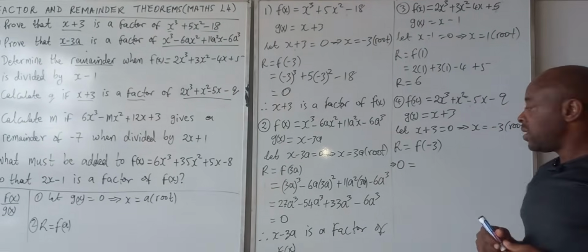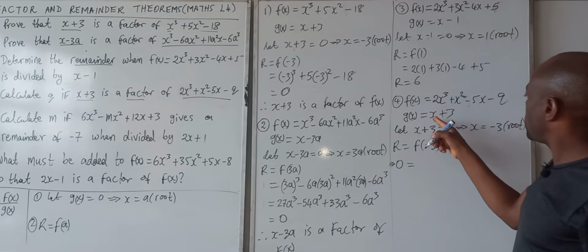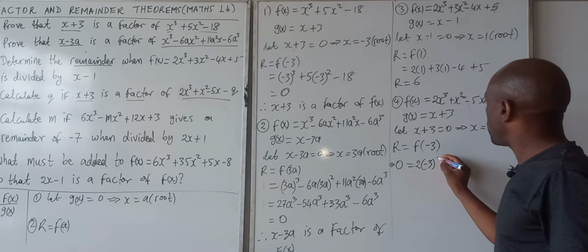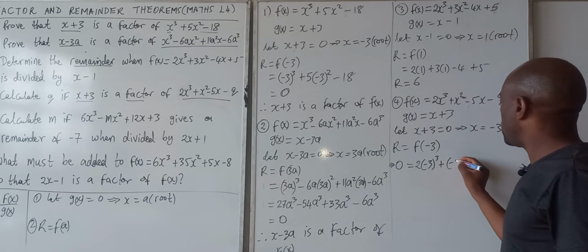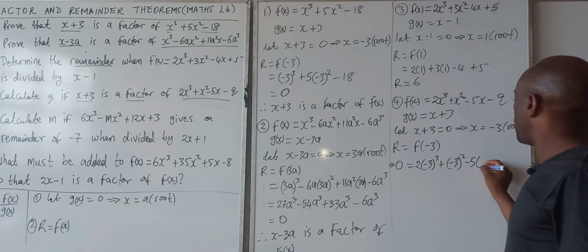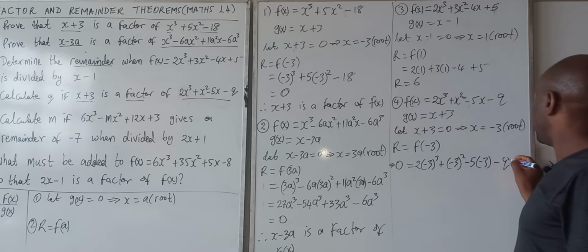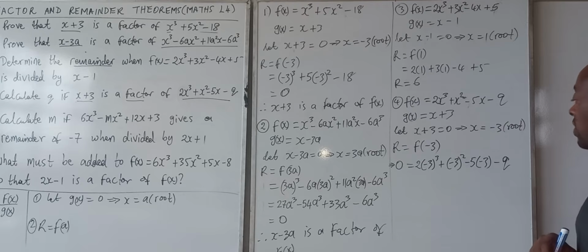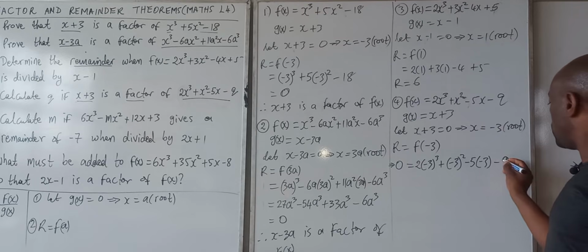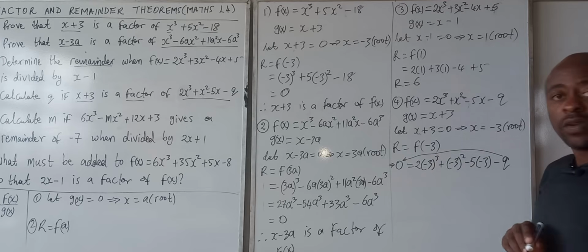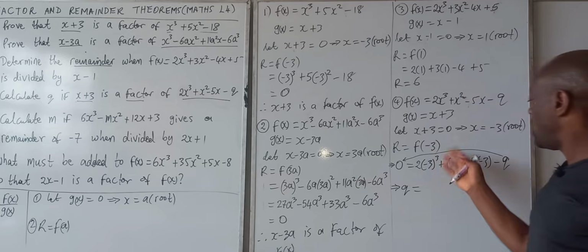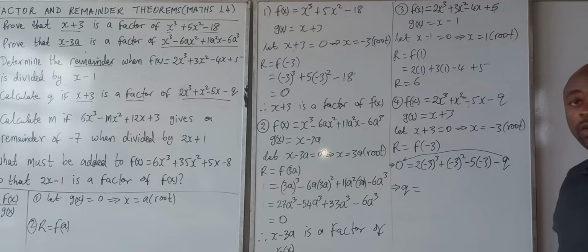So on the other side, I'm now going to replace every x by negative 3. So this is 2 into negative 3 cubed plus negative 3 squared minus 5 into negative 3 minus q. So you see I'm now applying the factor theorem. So q is not a like term to all of this. So this q has to cross over to the left so that it can become a positive number. Then I will take my time on my calculator and do the rest.